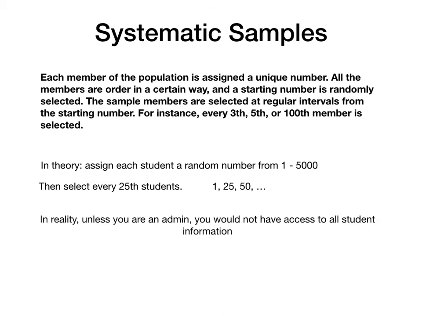But in reality, we have to think about that. In order to have access to all students' names, even just the names of students, you would have to be an admin to do that, right? Otherwise, you wouldn't have any access to all the information. So systematic sampling done this way is possible, but it could be tricky if you're not working in administration.